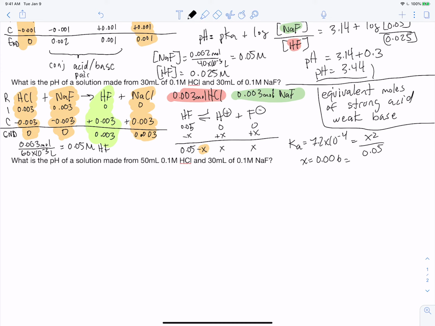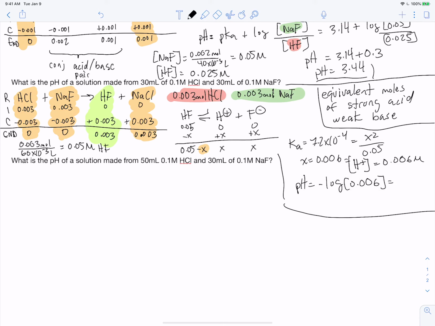So x equals 0.006, and this is equal to our H+ concentration. So this is 0.006 molar. And so our pH is just equal to the negative log of 0.006, so 2.2.